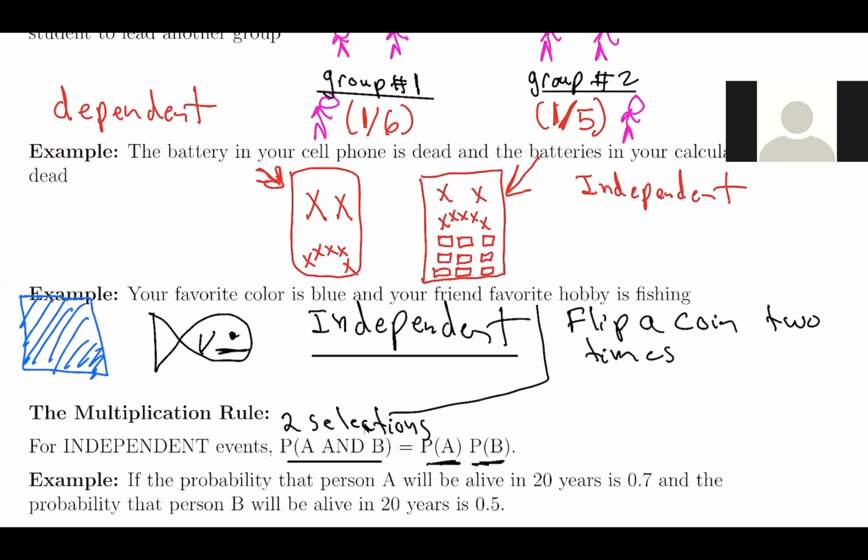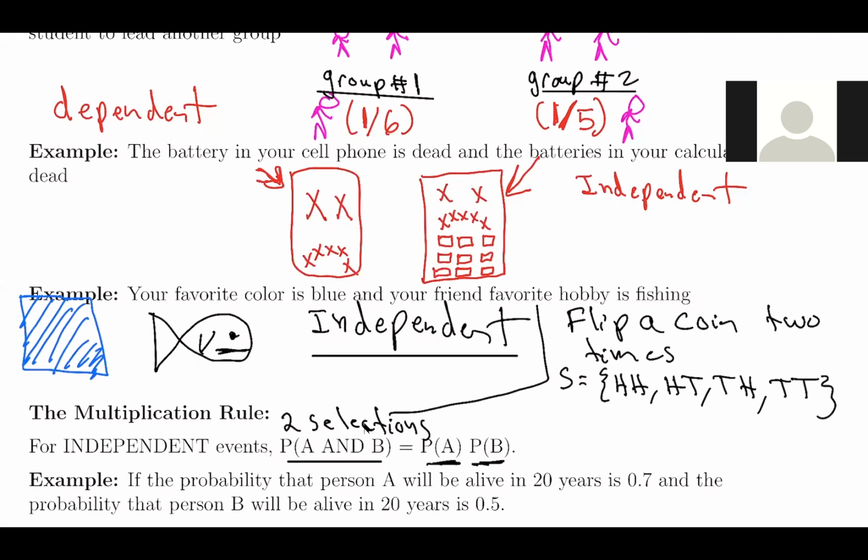So I flip a coin 2 times, and what I want to do is list out the sample space. So the sample space will be heads, heads; heads, tails; tails, heads; and tails, tails. So that's your sample space of all of the outcomes that could occur. You could get heads, heads, heads, tails, tails, heads, tails, tails.